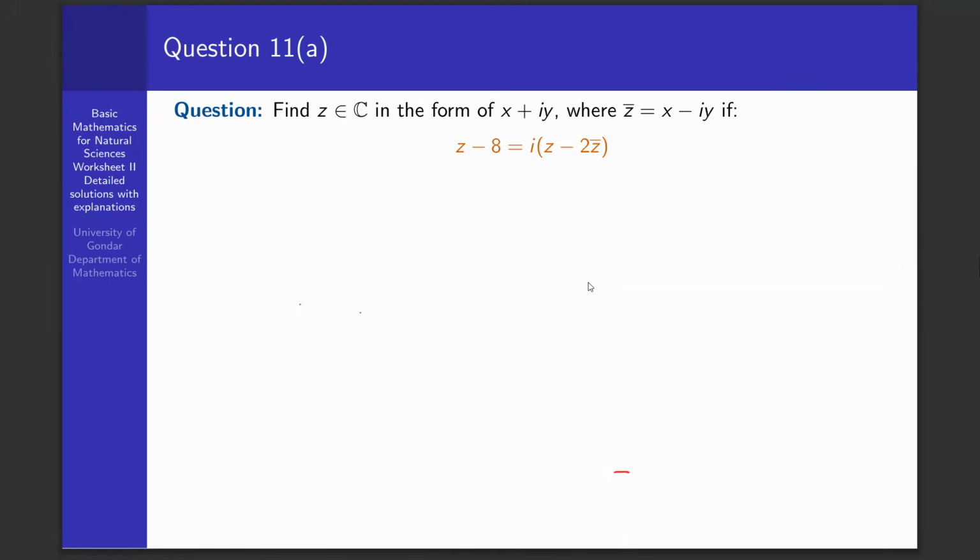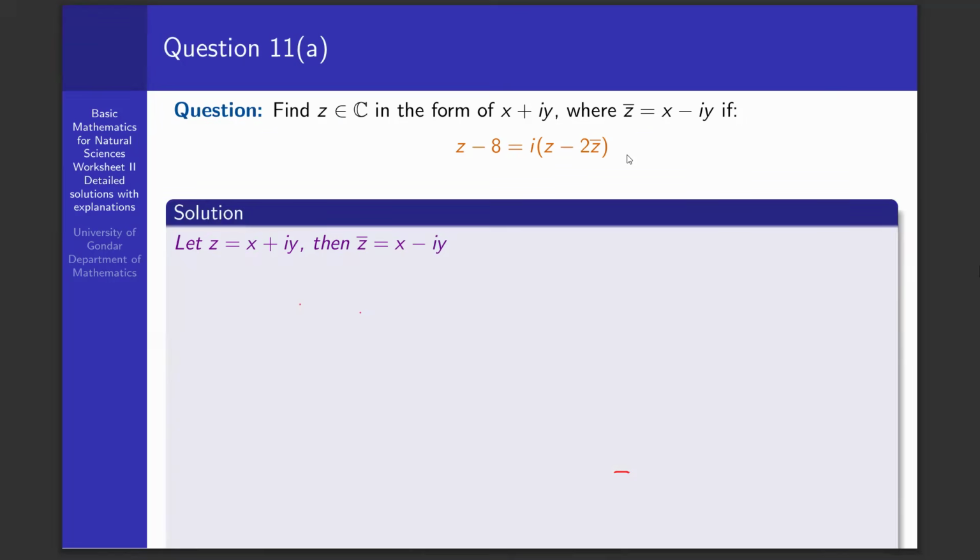The next one is question number 11. Again, it is solving, that is, find the complex number in the form of x plus iy, where z bar is equal to x minus iy, if z minus 8 is equal to i times z minus twice of z bar.